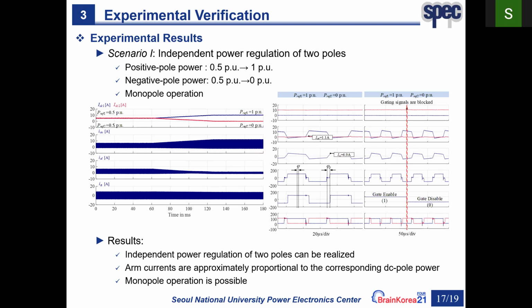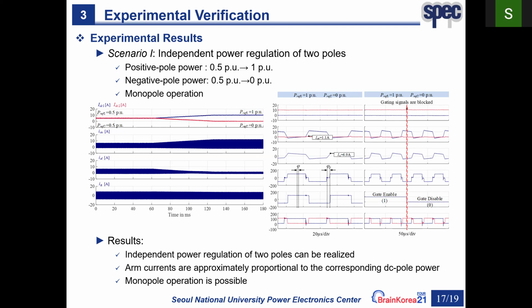The dynamic performance is also tested when the negative pole of the MMC-based DC-DC SST should be isolated from the main circuit for maintenance. At first, the initial powers of the two poles are both 0.5 per unit. When the monopole operation is initiated, the negative pole power reference ramps down to 0 per unit, and the positive pole power reference ramps up to 1 per unit to maintain the total power transfer.